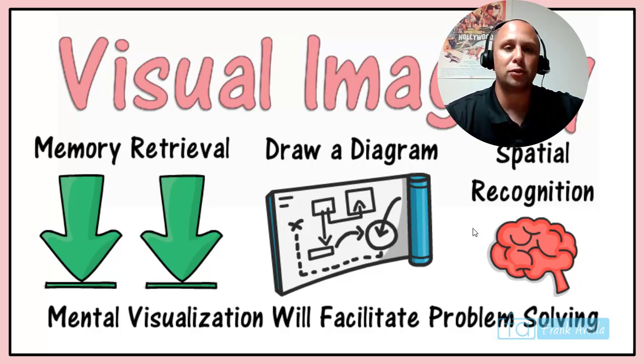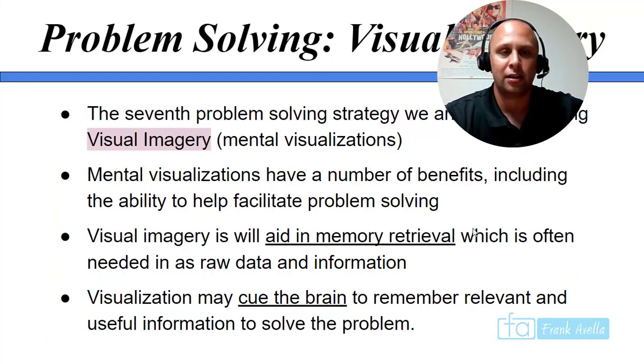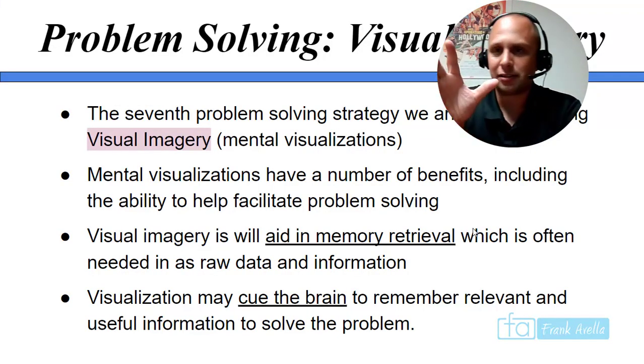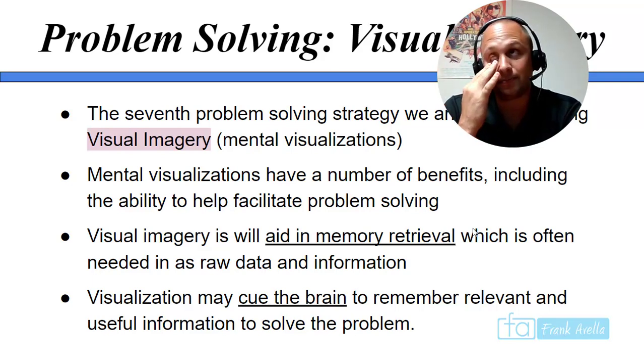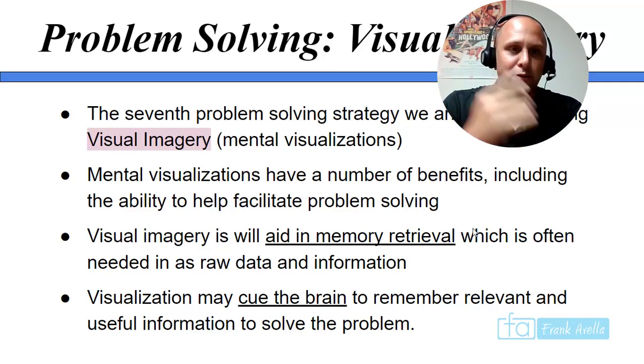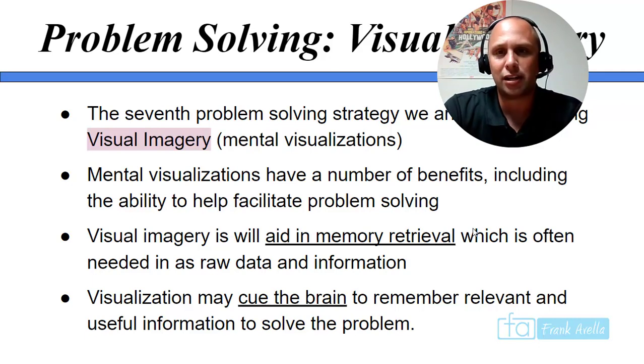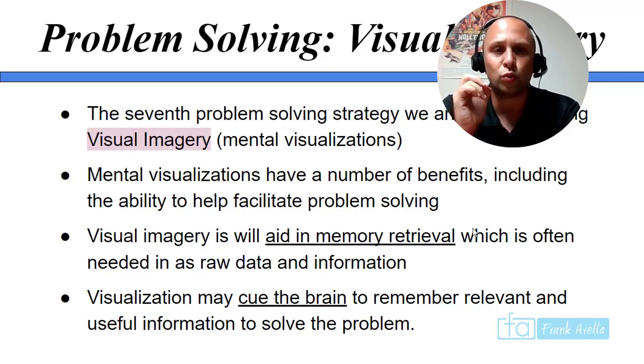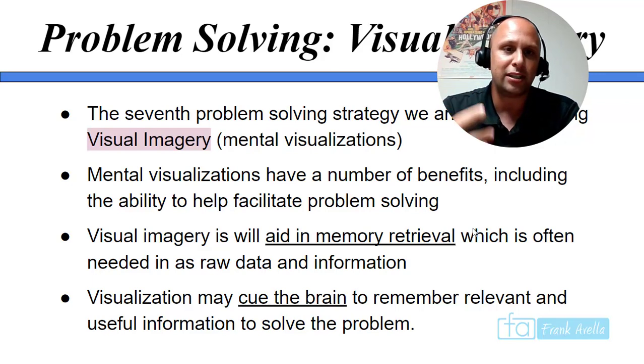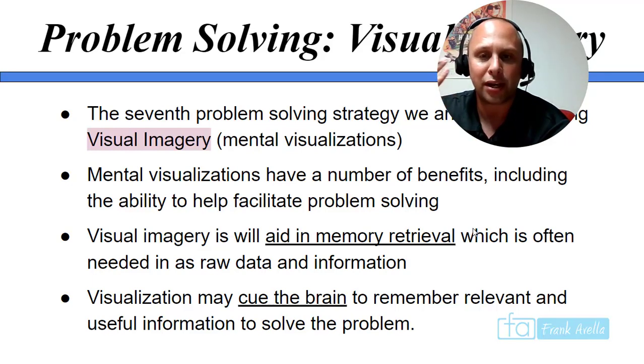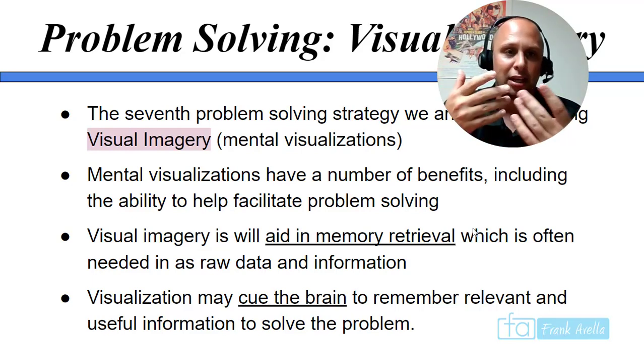Visual imagery. That's making mental visualizations that can facilitate problem solving. So if you can visualize it, you can do it. I think that was from a movie, but that line always sticks in my head. So this is the seventh strategy we're going to talk about, and mental visualizations have a number of benefits, including the ability to help facilitate problem solving. Visual imagery will aid in memory retrieval, which is often needed as raw data for information. So a visualization may cue the brain to remember relevant and useful information to solve a problem.